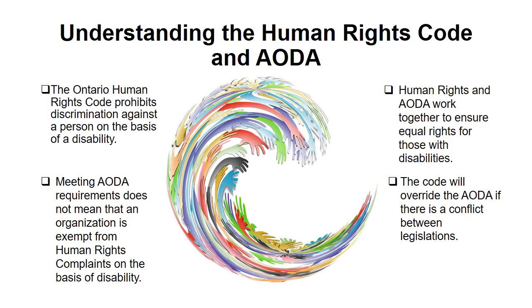Understanding the Human Rights Code and AODA. The Human Rights Code prohibits discrimination against a person on the basis of a disability. Meeting AODA requirements does not mean that an organization is exempt from human rights complaints on the basis of disability. Human rights and AODA work together to ensure equal rights for those with disabilities. The Code will override the AODA if there is a conflict between these two pieces of legislation.